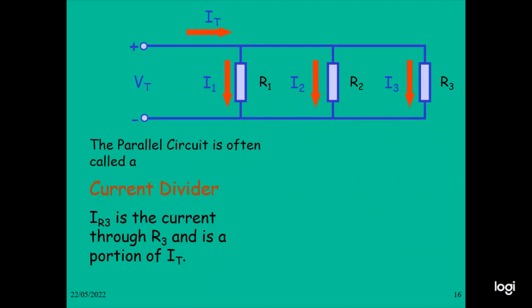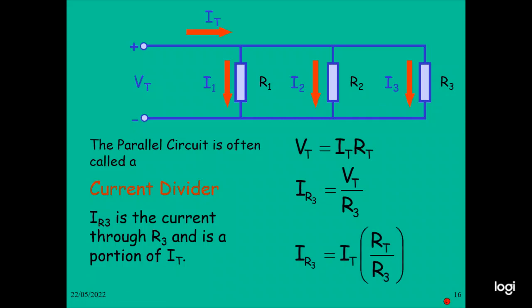IR3, the current through R3, is a portion of the total current. So VD equals ID multiplied by RT. IR3 is VD by R3. So IR3 equals ID multiplied by RT divided by R3. You can get it.